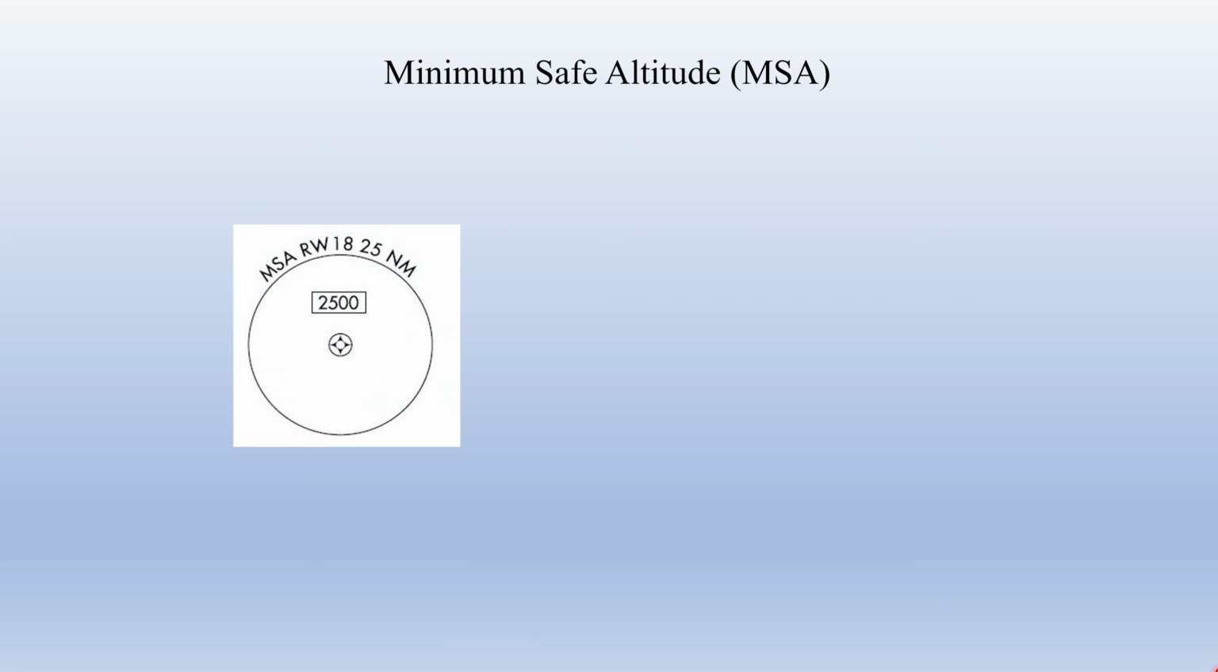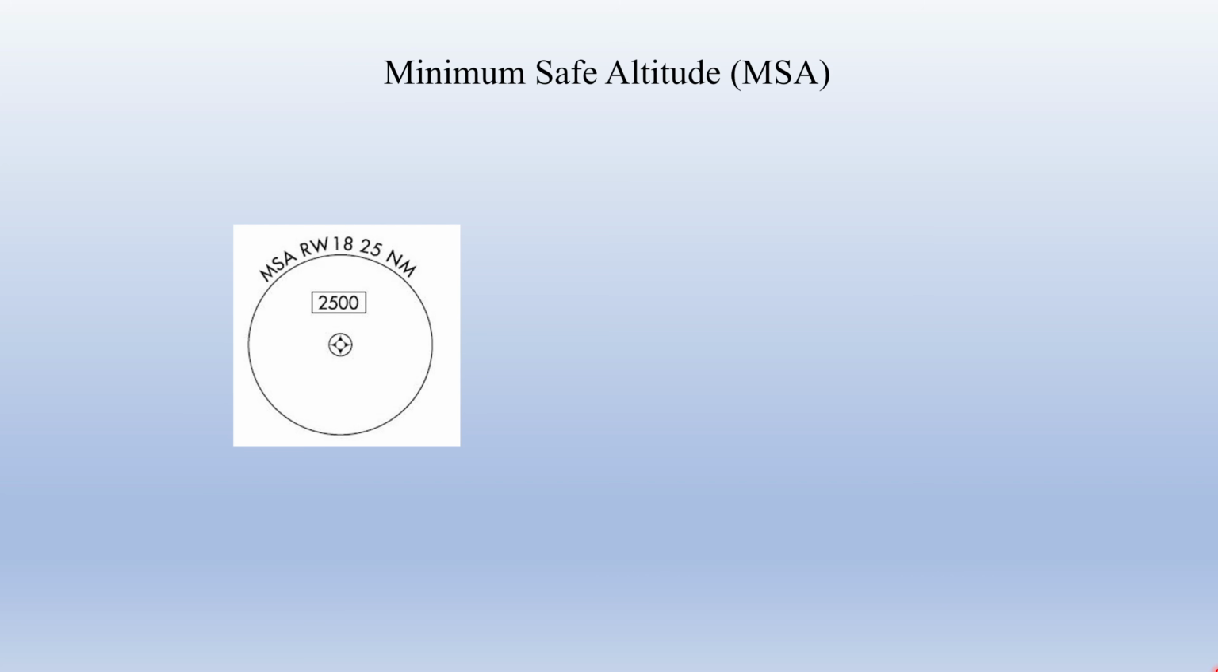Now that we've talked about all the different segments of the approach and how the lateral path is flown, let's talk about the vertical portion. Most approaches have an altitude called the minimum safe altitude, or MSA. It's depicted somewhere on the plan view in a circle with a fix located at the center. On the outside of the circle, it says MSA, gives the name of the fix in the center, and the distance from the fix that the MSA is applicable.